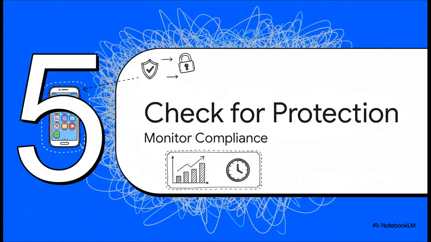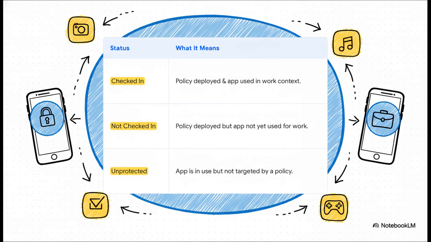So you've built the policies, you've assigned them to everyone, but here's the million-dollar question. Is it actually working? That's where the final piece of the puzzle comes in: monitoring. You got to check your work, right? When an IT admin looks at their dashboard, they'll see these statuses. Checked in is the big one. That's the green light. It means the policy is working and the app is protected.